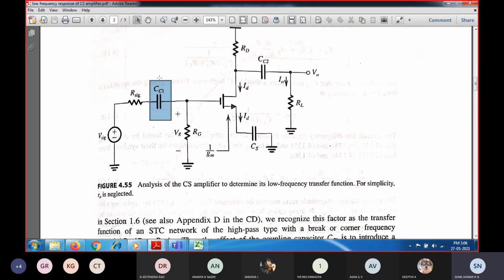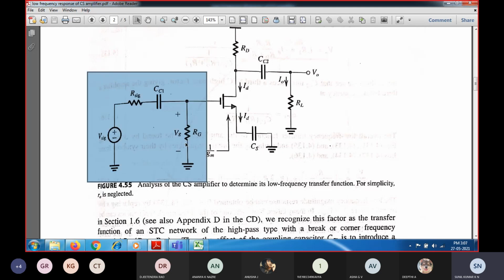Initially I'm going to consider this part, at the gate and ground, at the input signal part, the capacitor one at a time. So this is the one capacitor I'm going to consider at this terminal, and I'm going to consider the analysis as a single time constant. What I'm going to do is take one capacitor, one reactance component, another one the resistance component, and I'm going to see how the gain is going to be affected.